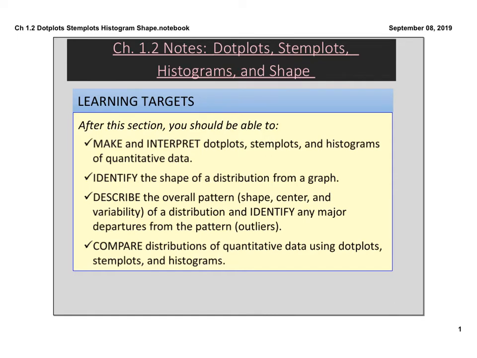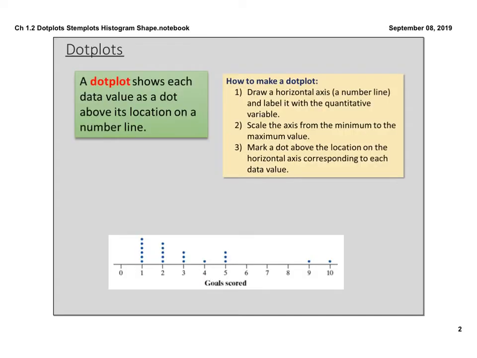I am starting off on page 37 in your textbook, so if you're following along, you can go ahead and turn to page 37. Today we are talking about some more displays: dot plots, stem plots, histograms, and shape. We will discuss all of those things and talk about how to describe them using the SOCS acronym that we looked at yesterday. We're doing shape, center, spread, and outliers, and also just comparing the displays.